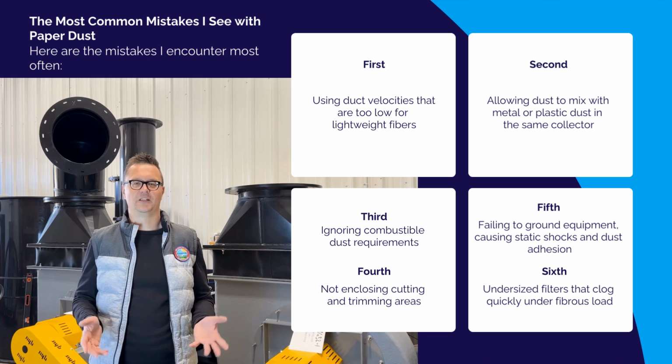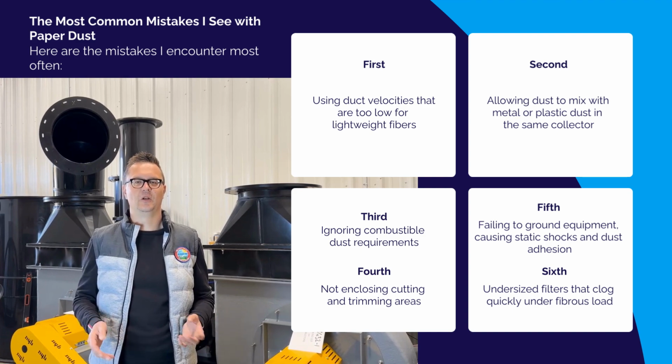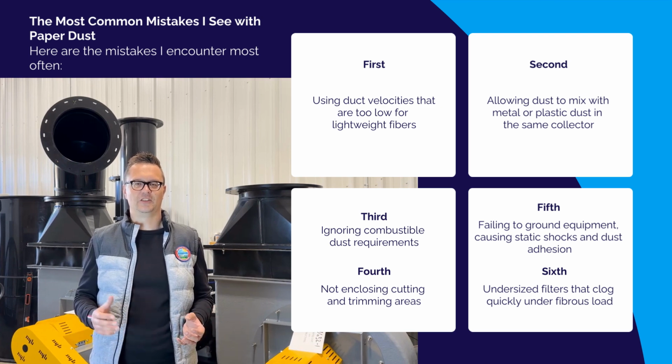The most common mistakes I see with paper dust. Here are the mistakes I encounter most often. First, using duct velocities that are too low for lightweight fibers. Second, allowing dust to mix with metal or plastic dust in the same collector. Third, ignoring combustible dust requirements. Fourth, not enclosing cutting and trimming areas. Fifth, failing to ground equipment, causing static shocks and dust adhesion. Sixth, undersized filters that clog quickly under fibrous load. These issues reduce efficiency and create serious hazards.